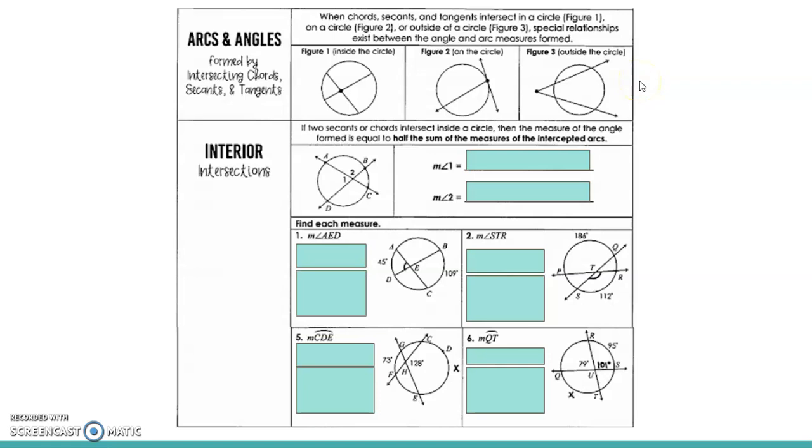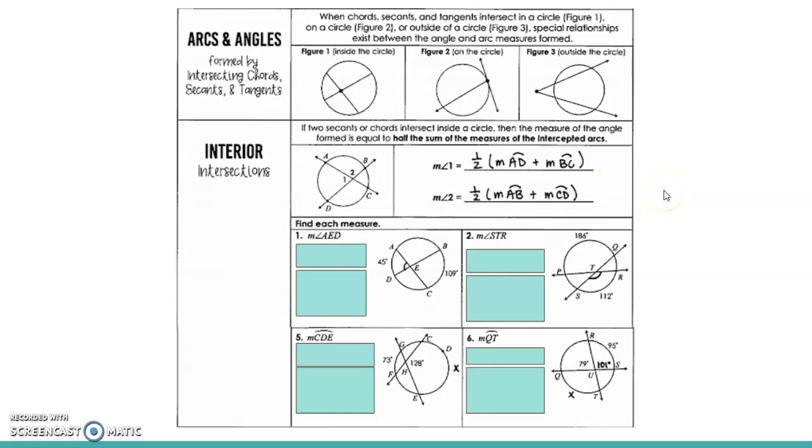So those are our types of angles that we're dealing with. We're going to take each part on its own. We're going to start with the intersection on the inside of our circle. When we have a circle that is crossed in the middle, so the intersection is inside that circle, we're going to be able to find the measure of the angles using these different formulas.